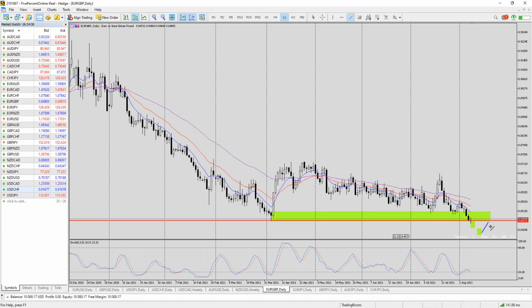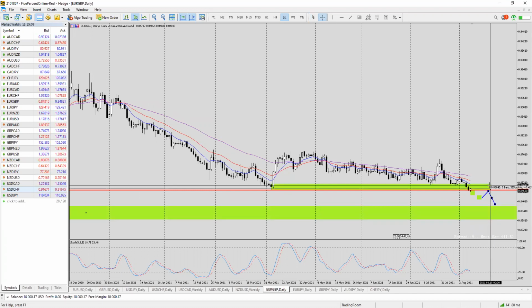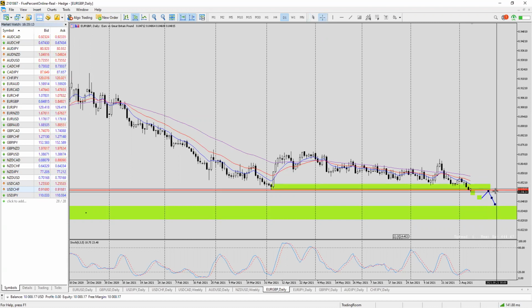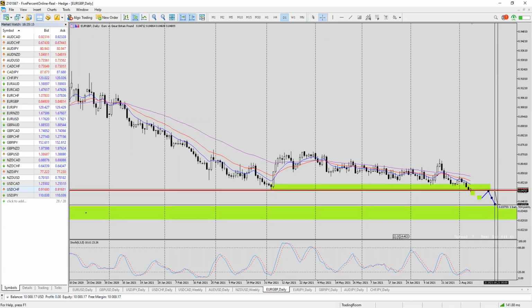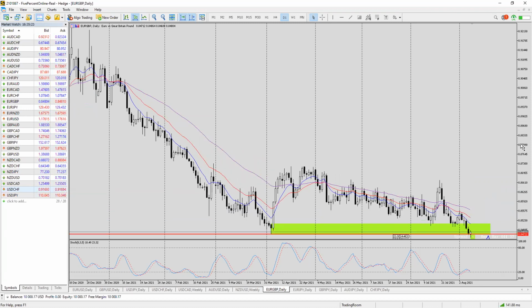But basically, it's much safer to take the position around here after retesting, because then you can place your stop loss a few, maybe 30, 40 pips above, with a potential reward of around 90 to 100 pips. So that's a good risk reward ratio for Euro Pound.